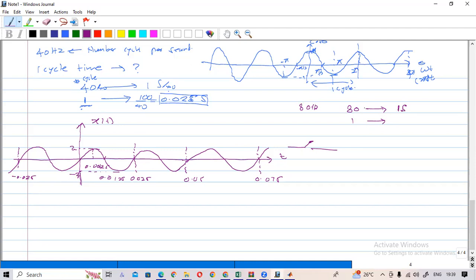This is actually the sampling frequency. Fs is 80. Sampling frequency is 80 hertz. What does that mean? You are getting 80 samples per 1 second. Correct? So what is the value for one sample? What is the time for one sample?